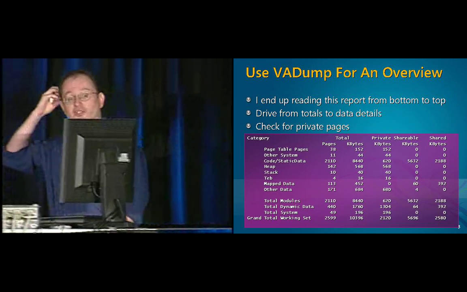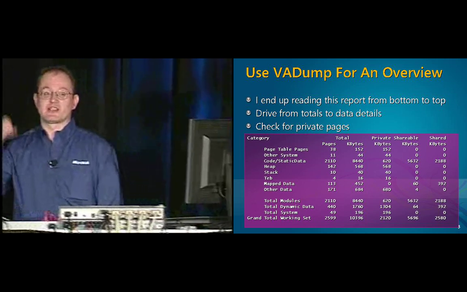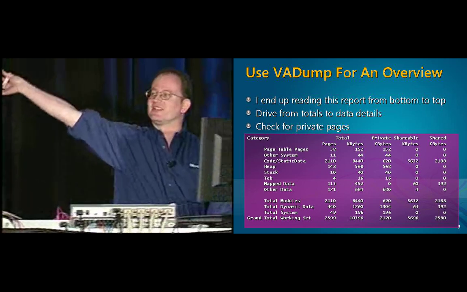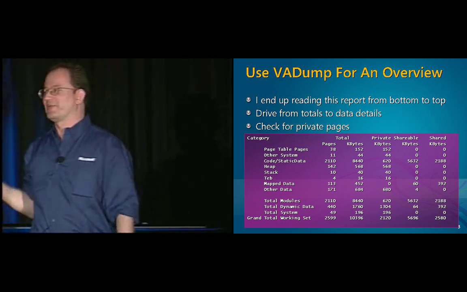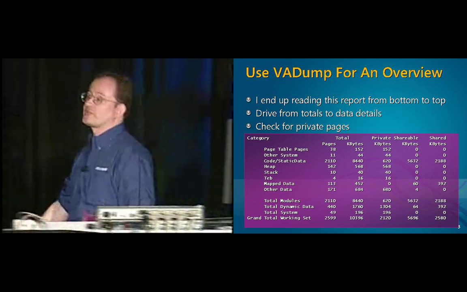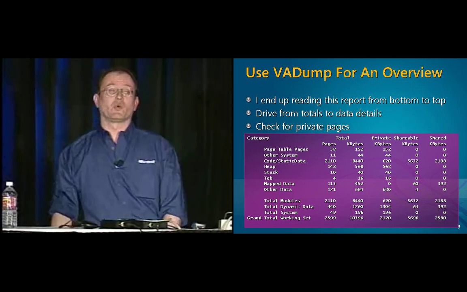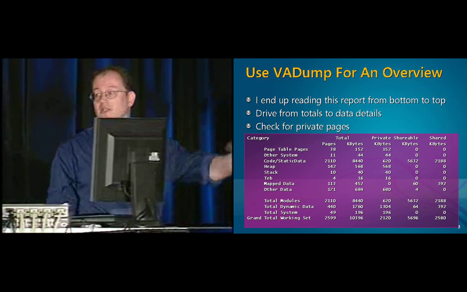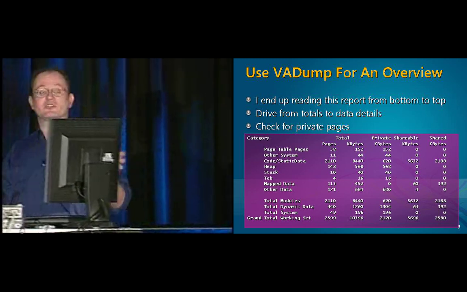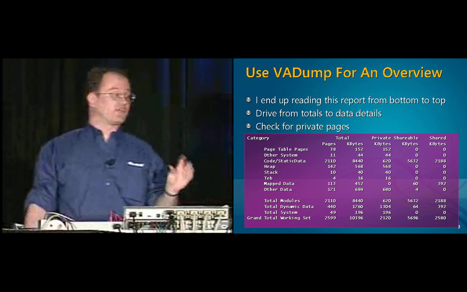All right. First, I start by using VA dump. Raise your hand if you know what VA dump is. Okay, like 3 people, 4 people know what VA dump is maybe? Okay, not that many people. VA dump stands for virtual address dump. It's a very small executable, and it's one of my best friends. You can download it from Microsoft websites. Again, the link's on my blog. And it gives you a summary of the working set of a given process.